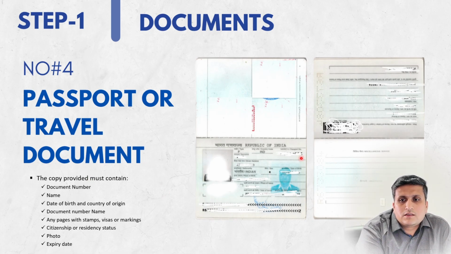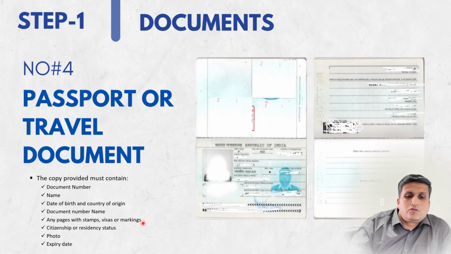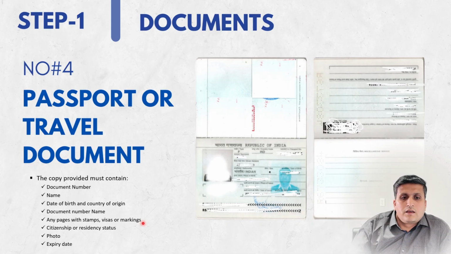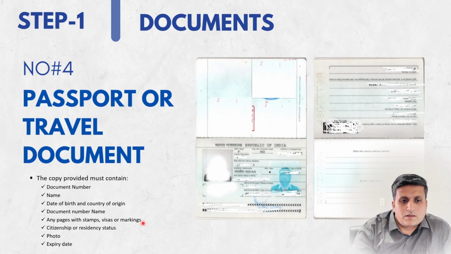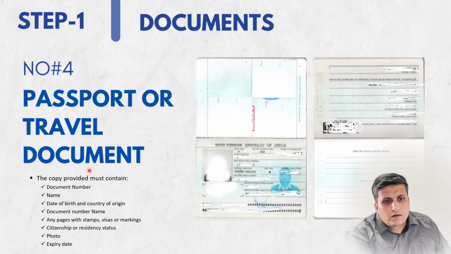Now the difference in this case compared to the national identity document is that it needs document number, name, date of birth, country of origin, and any pages showing citizenship, residence status, photo and expiry date. The difference here is you have to include any pages that have stamps, visas or markings. So you should include your travel history in this. If you have recently got your passport and your previous passport has most of your travel history, you can scan that as well. At the top you can include your most recent passport, and then following you can show the stamping on the old passport. So this will cover the travel document.